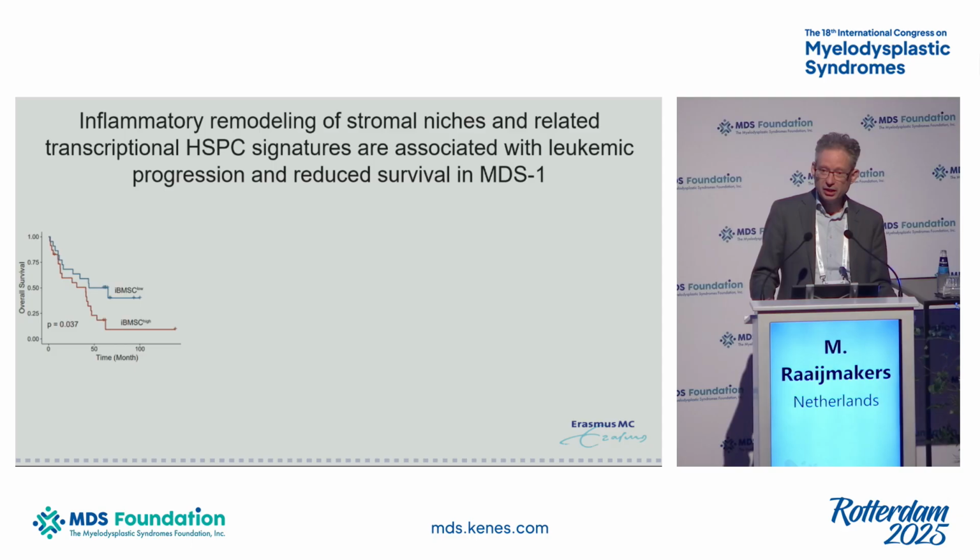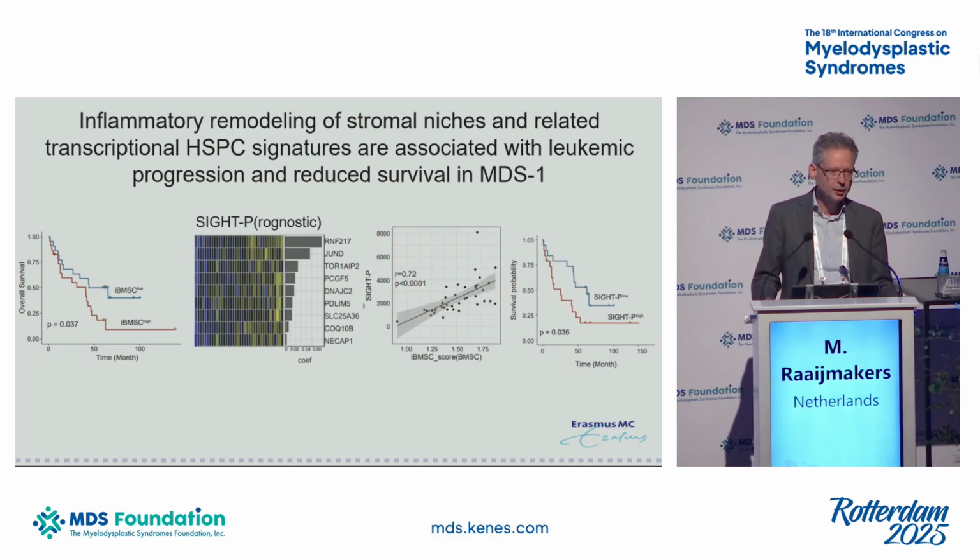What about the clinical relevance? Looking at patients with a high inflammation in the stroma versus low inflammation, patients with high inflammation do worse regarding overall survival. Then this is looking at stromal cells.